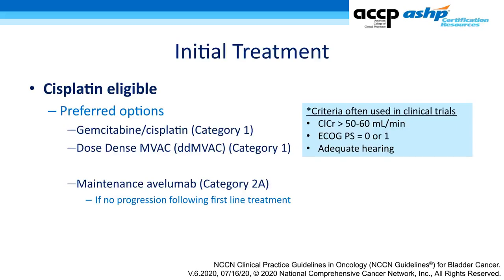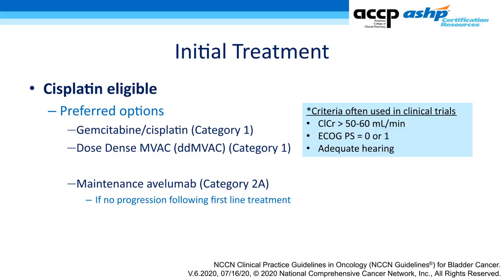Our first decision point is not going to be which treatment, but is the patient cisplatin eligible or not? Now, in clinical trials, the criteria that are often used are a creatinine clearance above 50 or 60 mils per minute, depending on the study, an ECOG performance status of 0 or 1, and adequate hearing. I did read one study where they just said adequate hearing. There was no objective evidence of what adequate hearing was. And our options are going to be gemcitabine, cisplatin, or dose-dense MVAC.